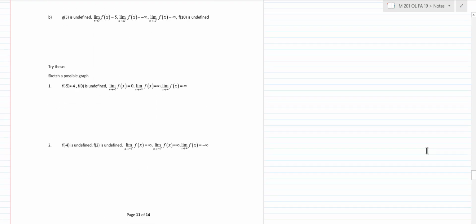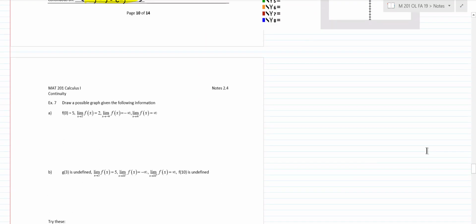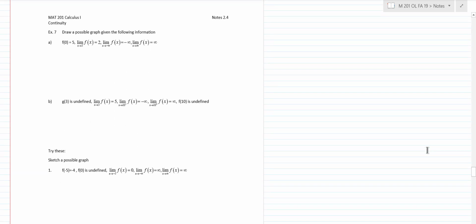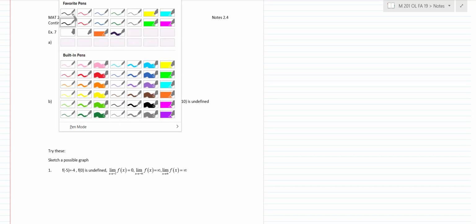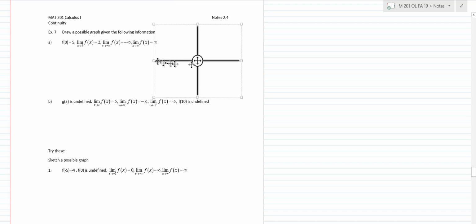Okay. All right. So for the next thing, what I want to do is just do some graphs. I'll do a couple of examples, kind of show you what we're leading to here, and then let you try a couple of these. So the idea with this is we want to do basic graphs here. I'm giving you a set of conditions, and you're trying to reason out what the graph might look like.